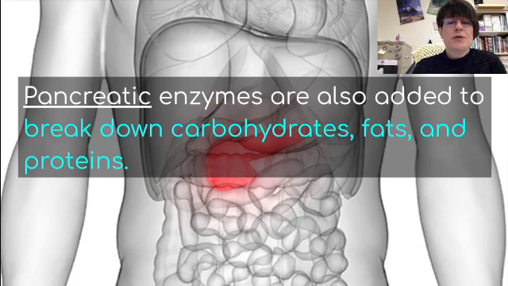Pancreatic enzymes produced by the pancreas are also added to break down carbohydrates, fats, and proteins. So right here is the pancreas. It not only makes insulin, but it also makes other enzymes for digestion.